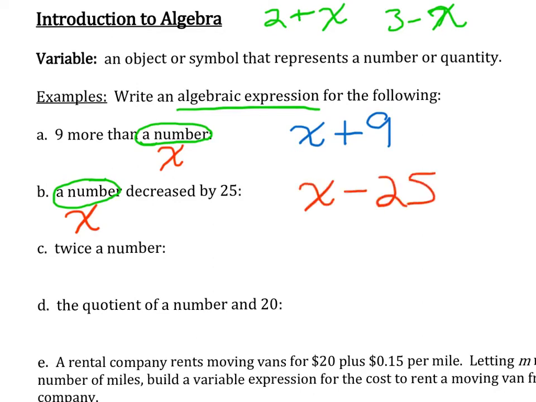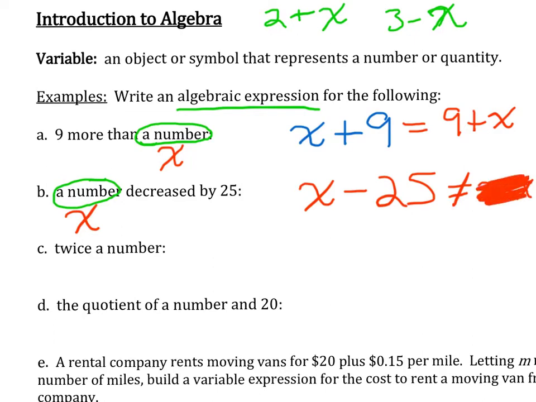Notice the order is definitely going to matter here. When you subtract something, the order does matter. But when you add something, the order really doesn't matter. So in this case, I could have written 9 plus x and it meant the same thing. But with subtraction, I can't switch the order. This is not the same thing. It's not equal to 25 minus x. That is 25 decreased by x, not a number decreased by 25. So I'll never write it like that.